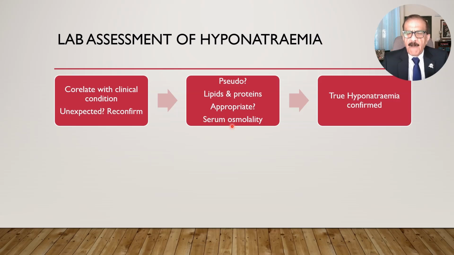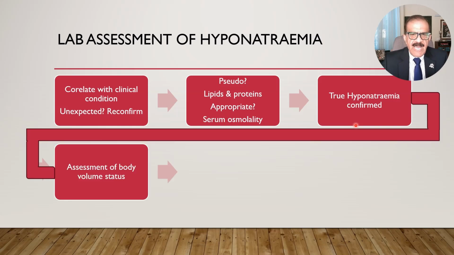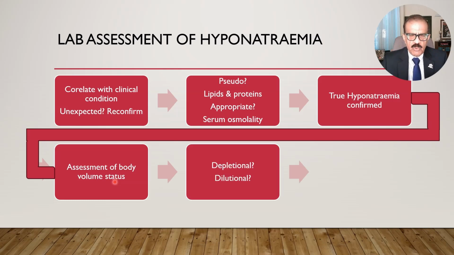And if true hyponatremia is confirmed, then you have to go further and assess the body volume status. There are 3 situations. One is hypovolemic states, then the cause of hyponatremia is easy. The other is hypervolemic state, then it is again relatively easy. And the third one is euvolemic state, which is actually a more tricky situation.